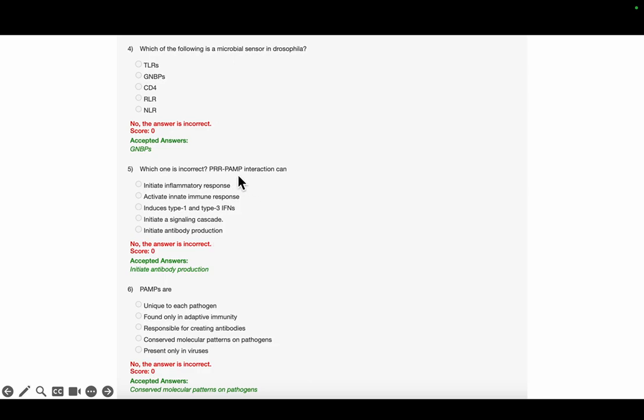There will be other cascade mechanisms, and then induction and differentiation of B cells, and only after that will antibody production be done. So the incorrect answer is this one. PAMPs are unique to each pathogen, found only in adaptive immunity? No. Responsible for creating antibodies? No. Conserved molecular patterns on pathogens. Yeah.